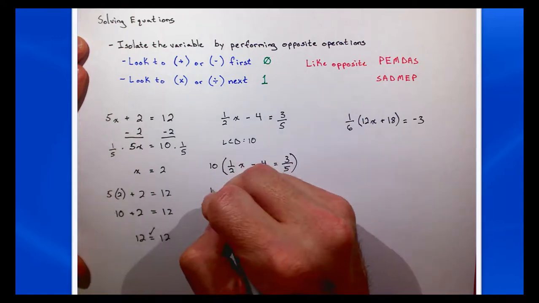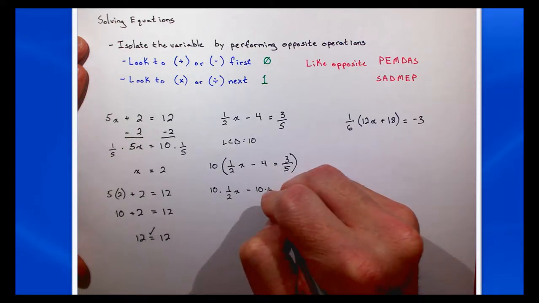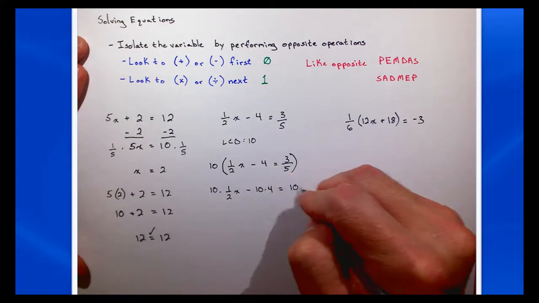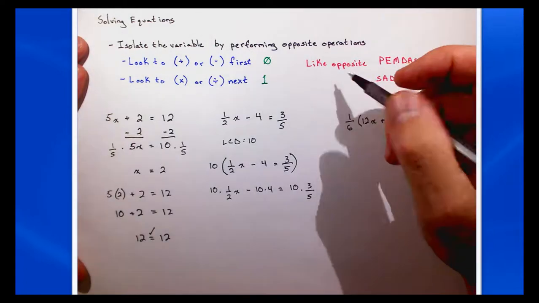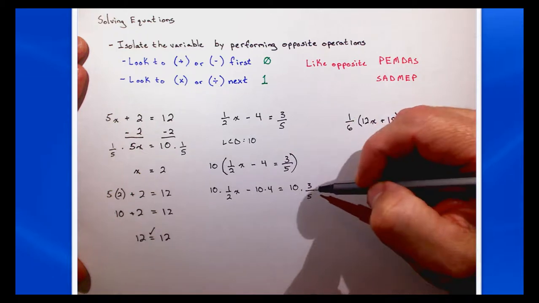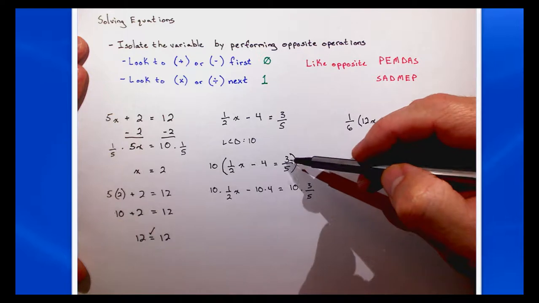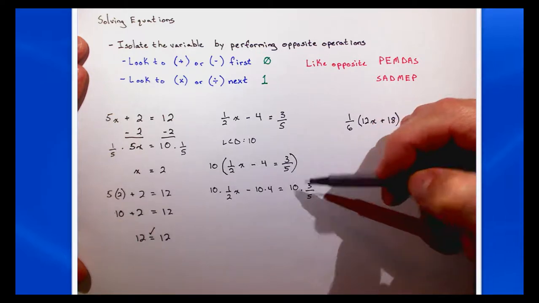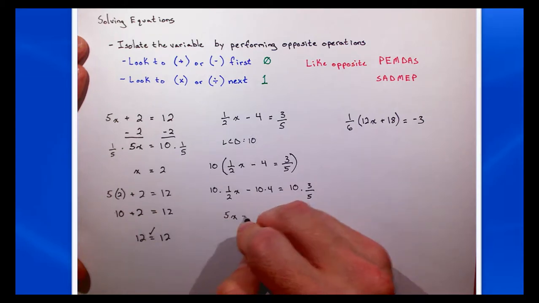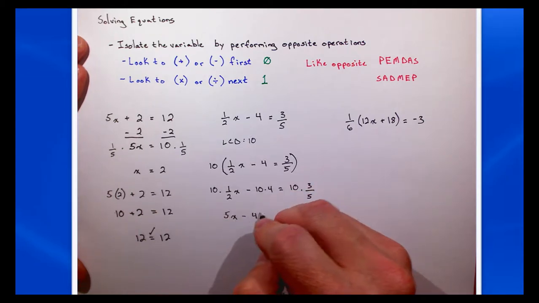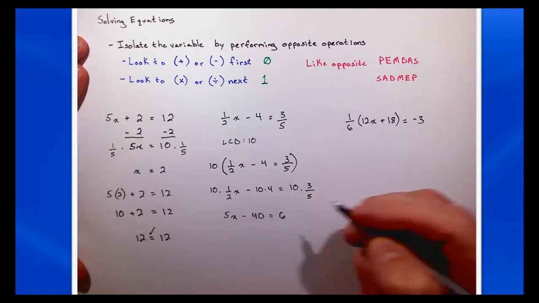fractions. So what I'm left with is 10 times 1/2 x minus 10 times 4 is equal to 10 times 3/5. Really, all I'm doing by doing this, I'm getting rid of the fractions, which makes the math easier to work. I'm just scaling this line up by 10. It will still be the same line whenever I'm done. 10 times 1/2 is 5x. 10 times 4 is 40. 10 times 3/5 is 6.